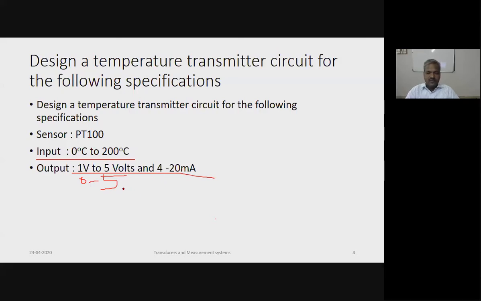So for this specification, we have to calculate the output value. First we calculate for voltage, then we go for the next stage. This next stage is very simple. Simply use an op-amp based voltage to current converter that will convert.